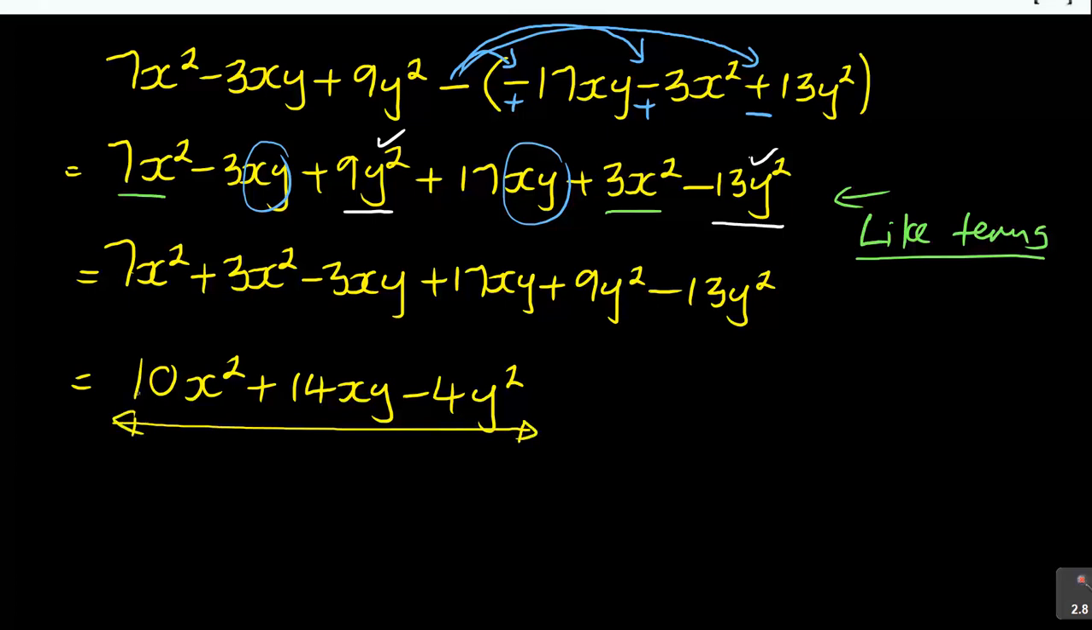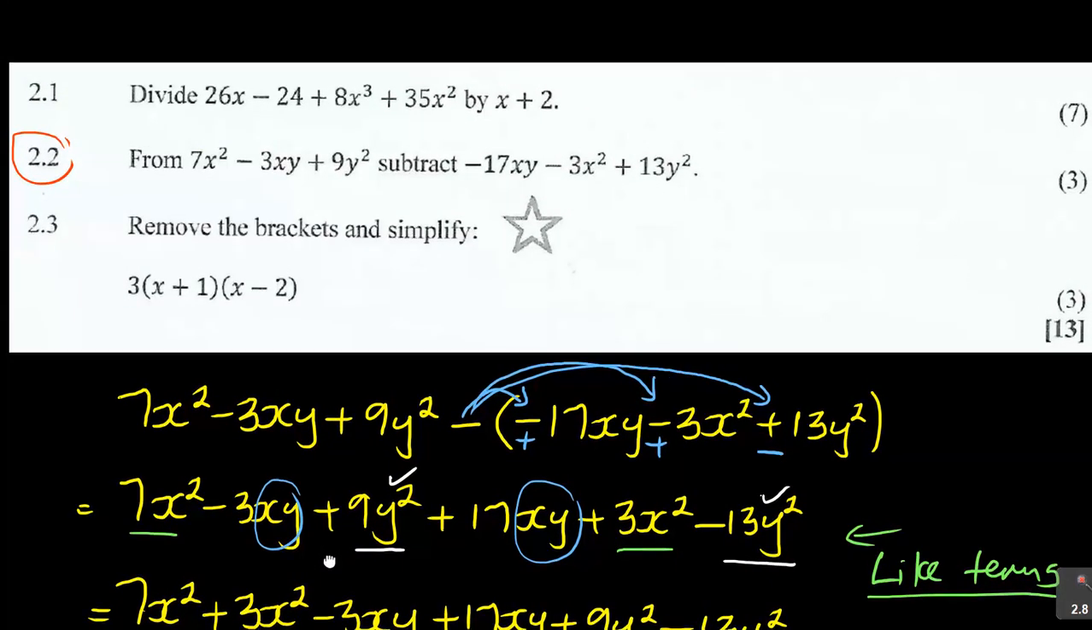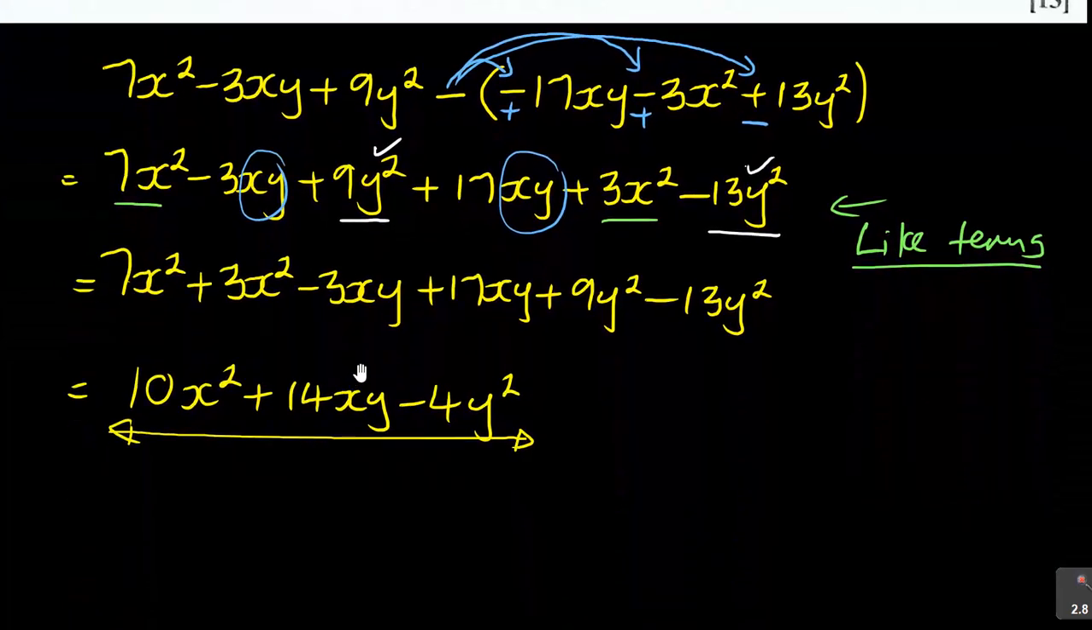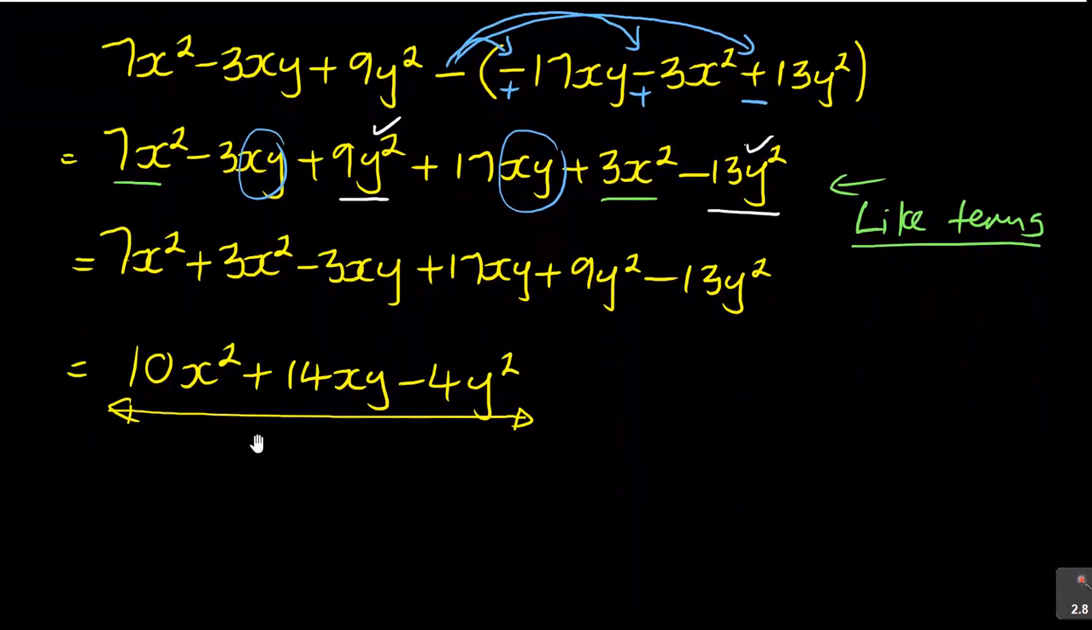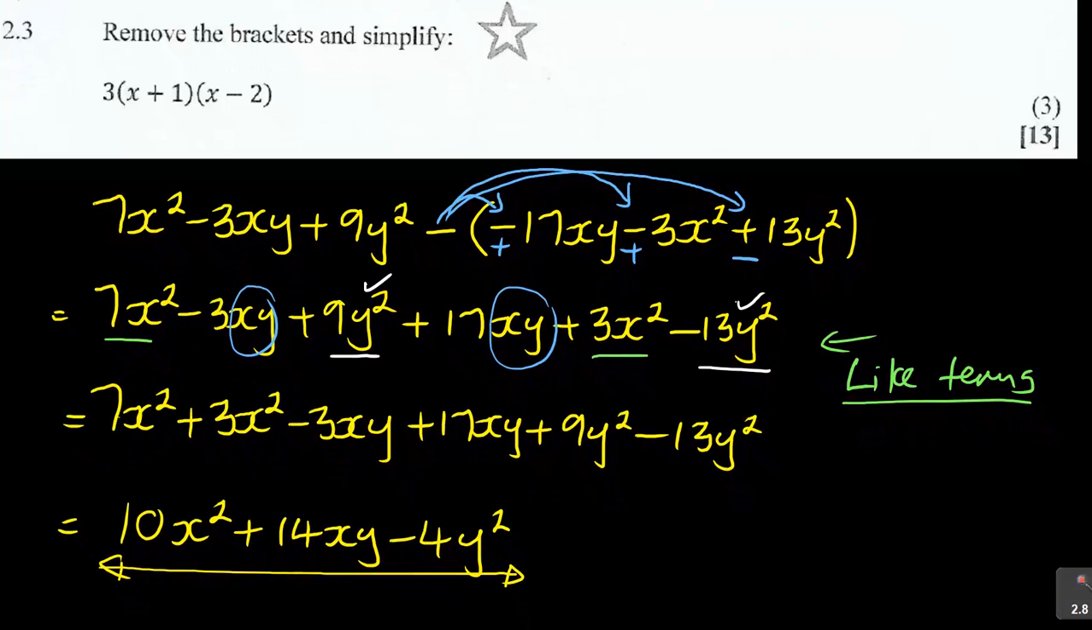For the 3 marks, you needed to end it there. Let me see the question. It says from that subtract that. They didn't say simplify further. You can leave your answer just like that. It's 3 marks. It's worth the 3 marks. So don't try to do anything further from here. So that was that part, guys.